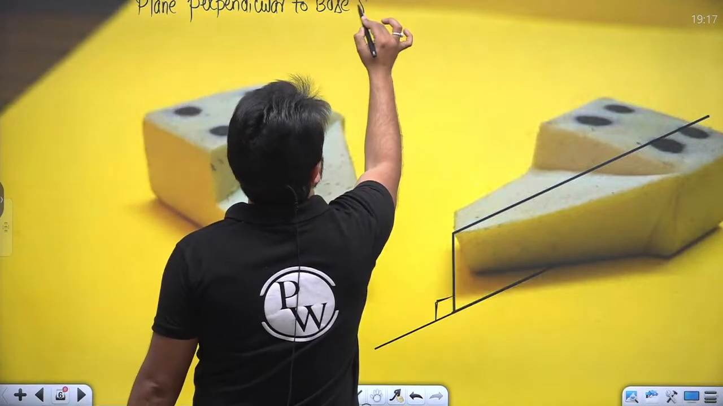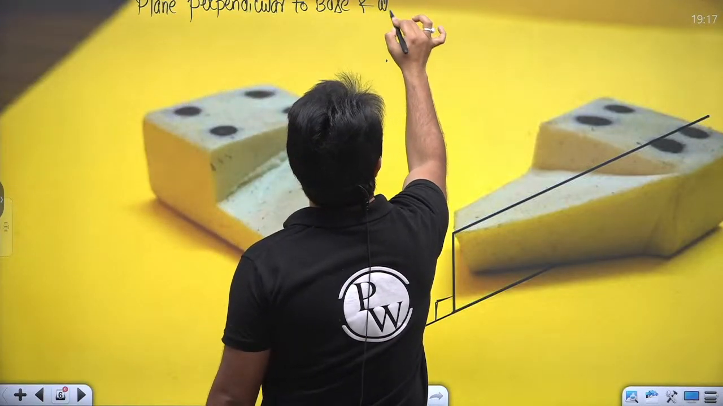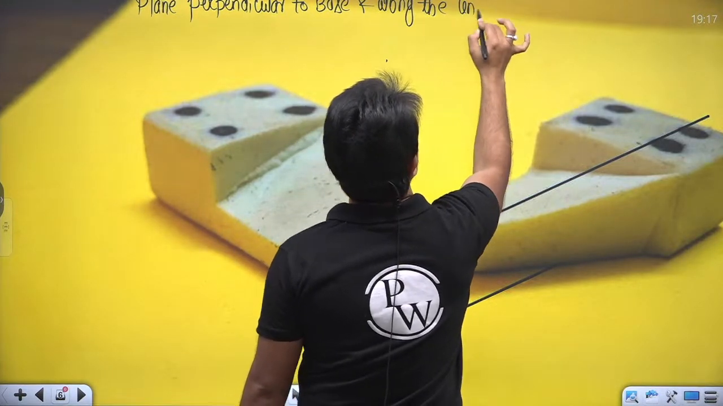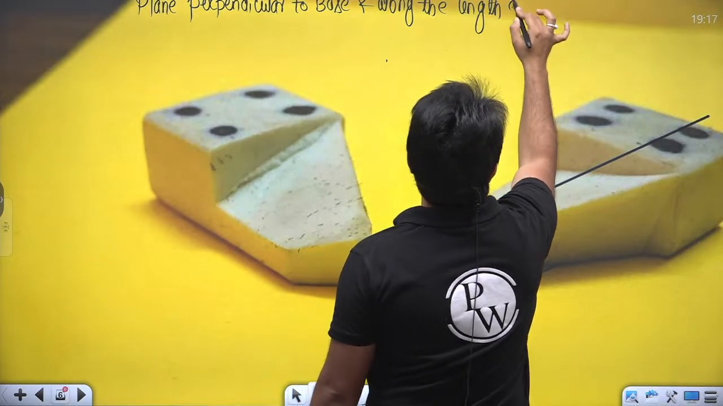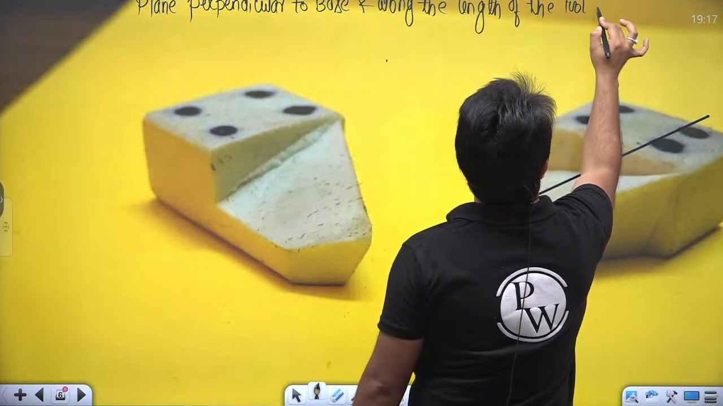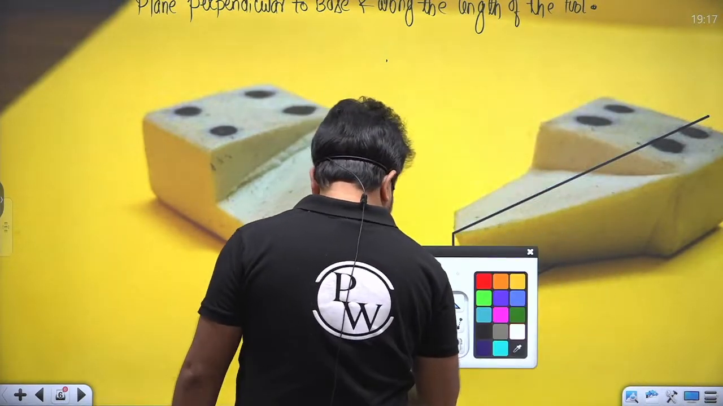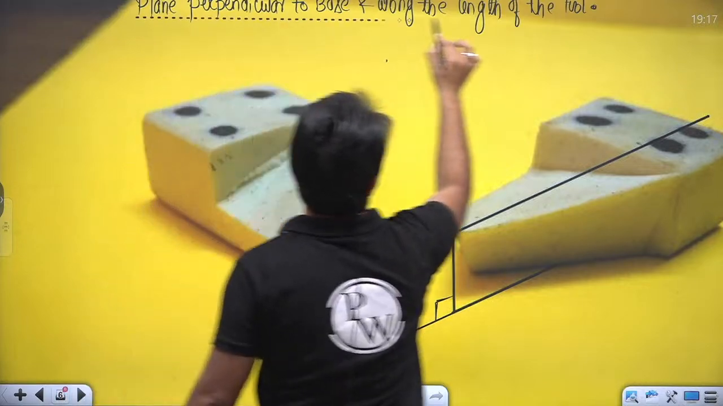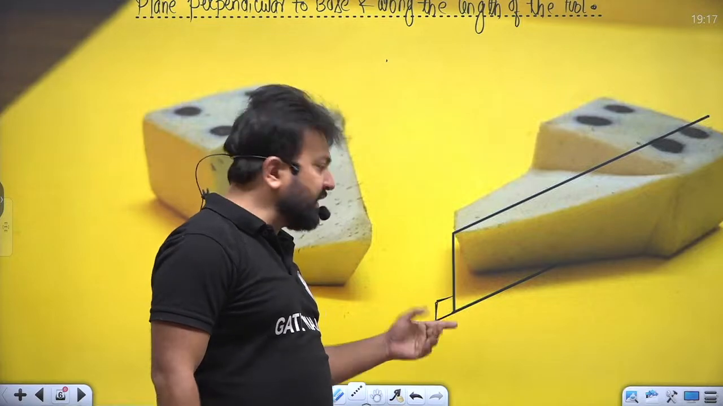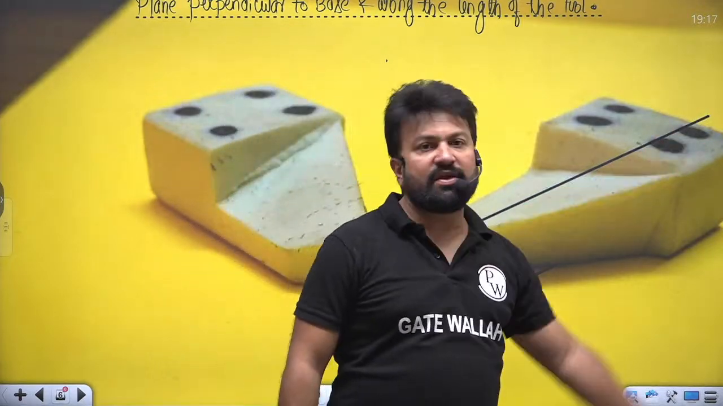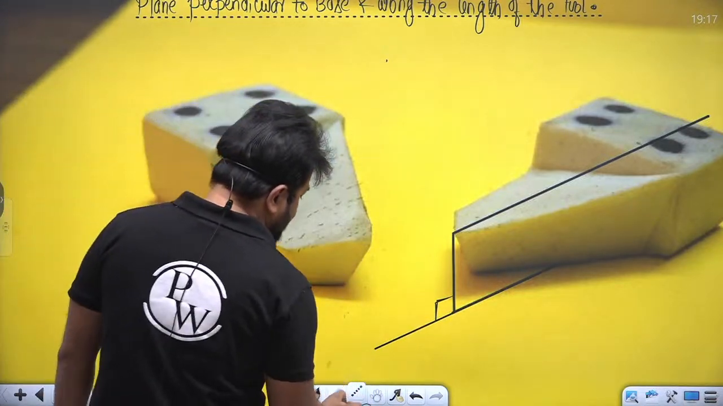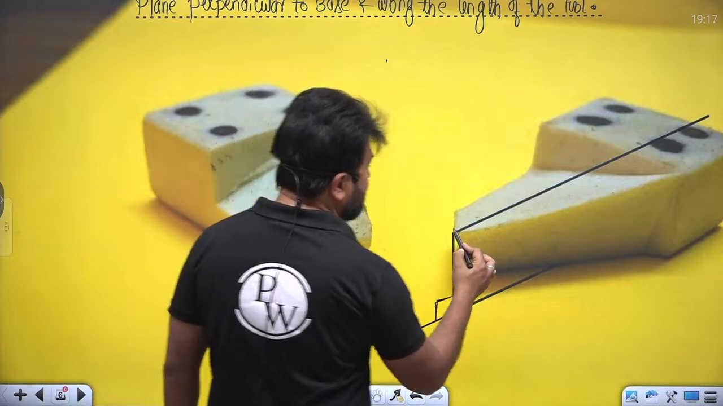And along the length of the tool. Here you can see the plane which I have drawn. I'm talking about this plane. Tell me, this plane is perpendicular to the base of the tool and along the length of the tool, yes or no? Right. Now in this plane, basically what you have to do, you have to take the projection, right?